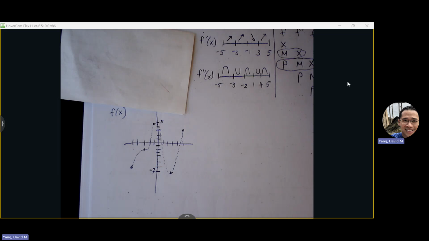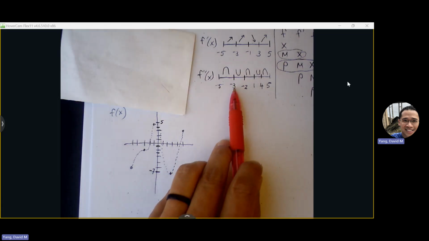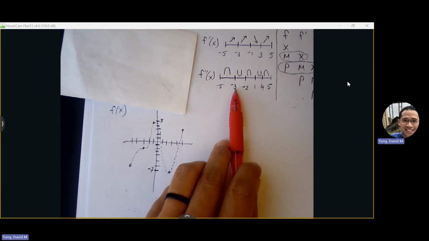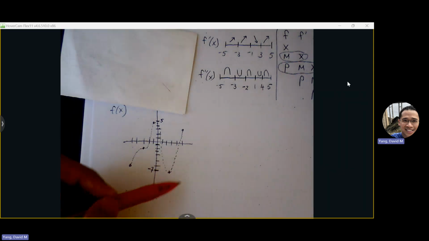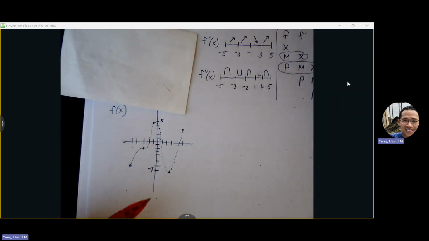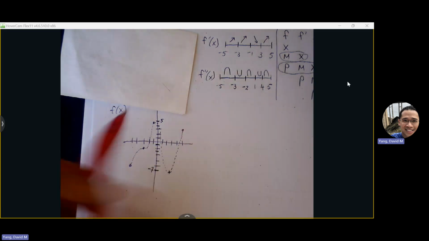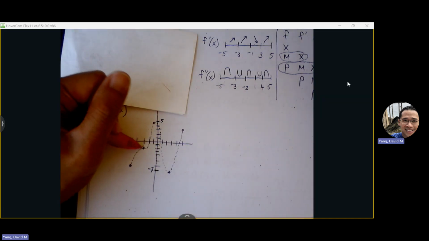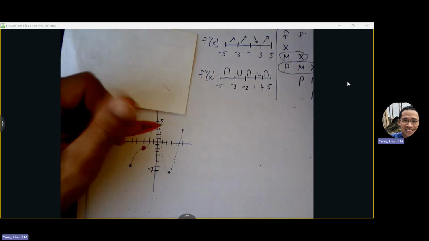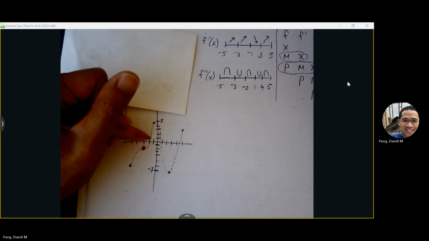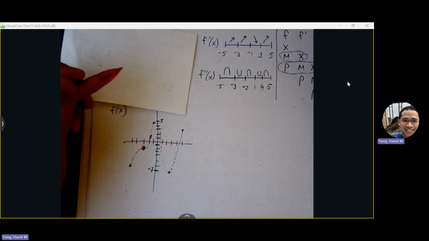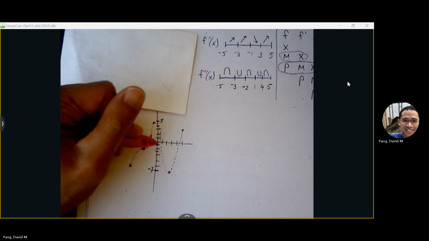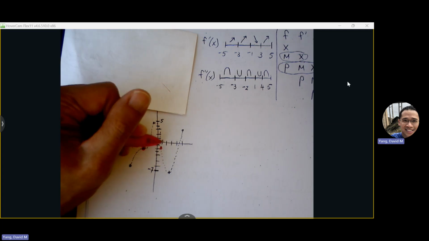All right, so now I'm going back and identifying all my points of inflection. So -3. Again, these are not going to be new points on the graph. Wherever the graph falls, just highlight that point. So wherever the graph lands at -3, wherever the graph lands at -2, wherever the graph lands at 1, and then 4.